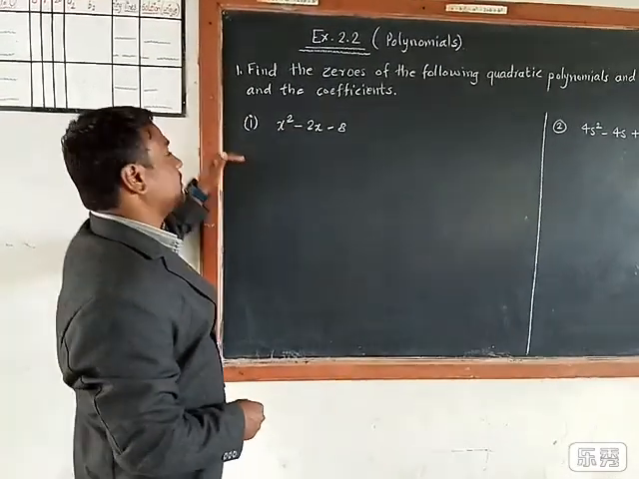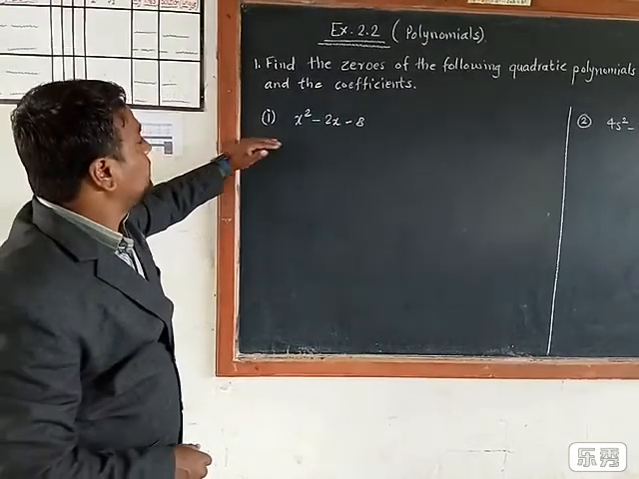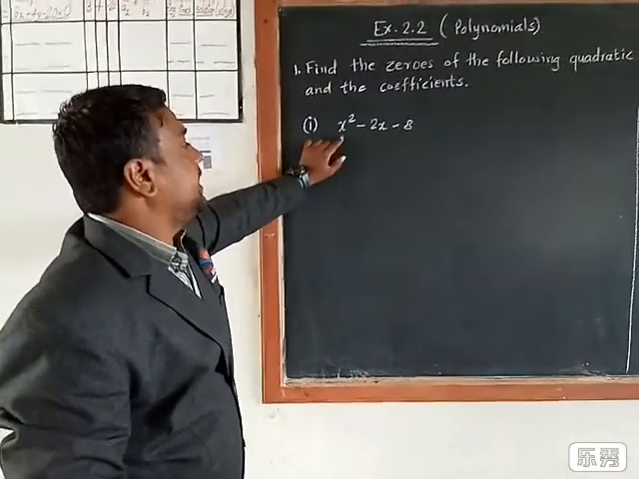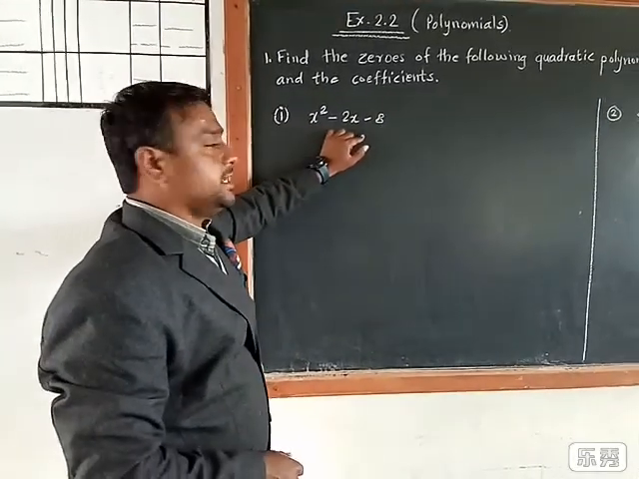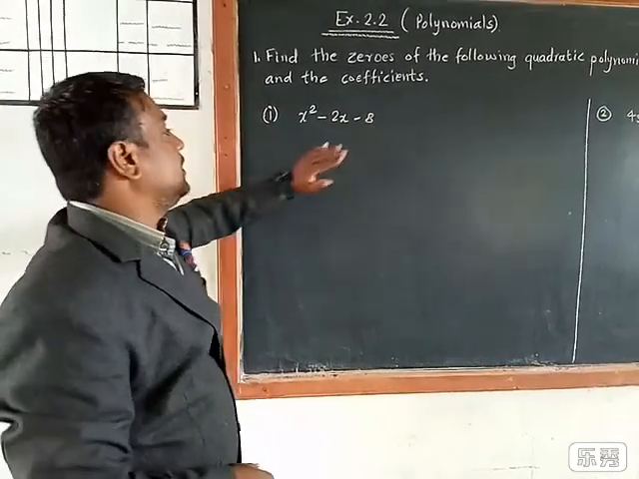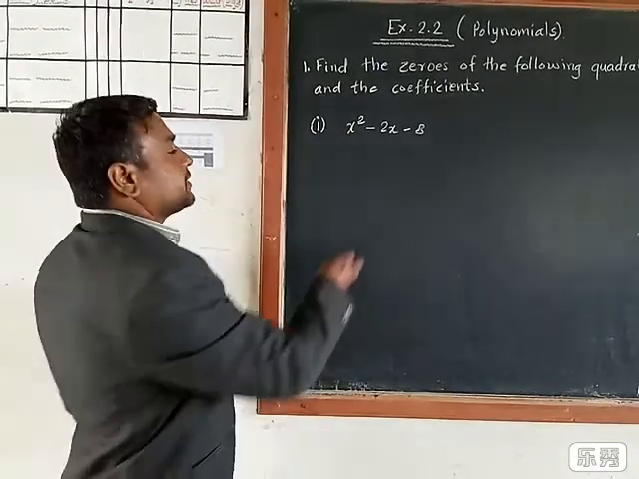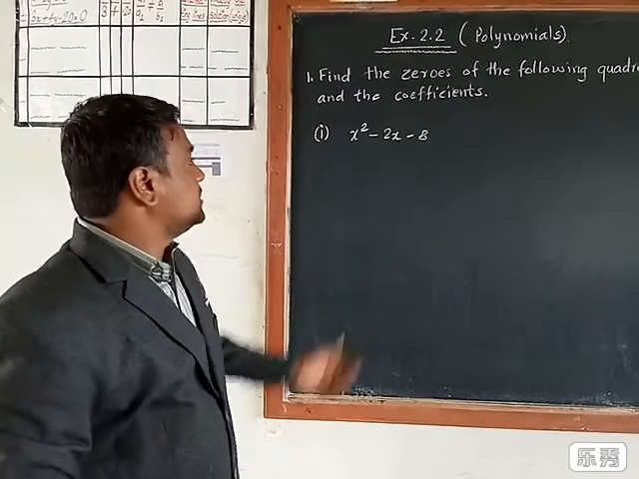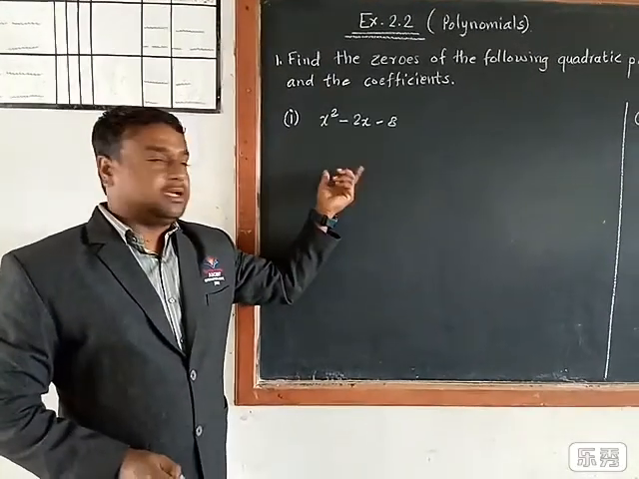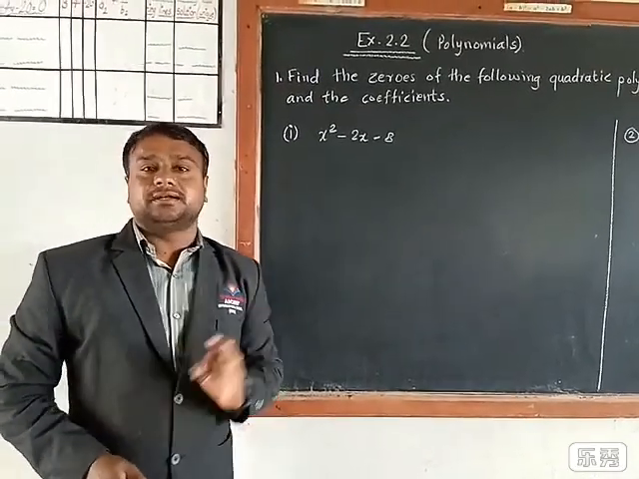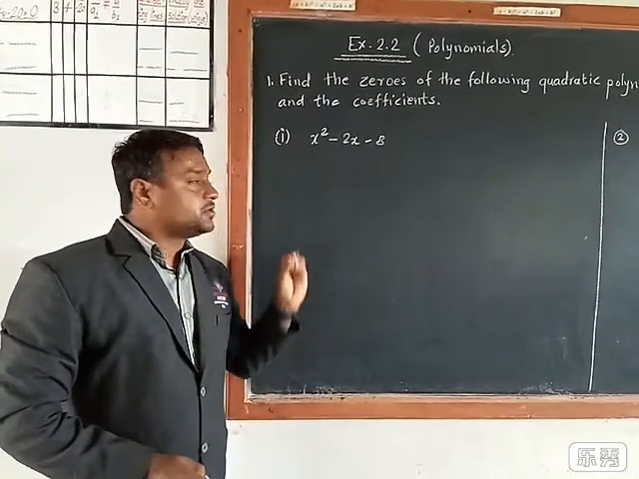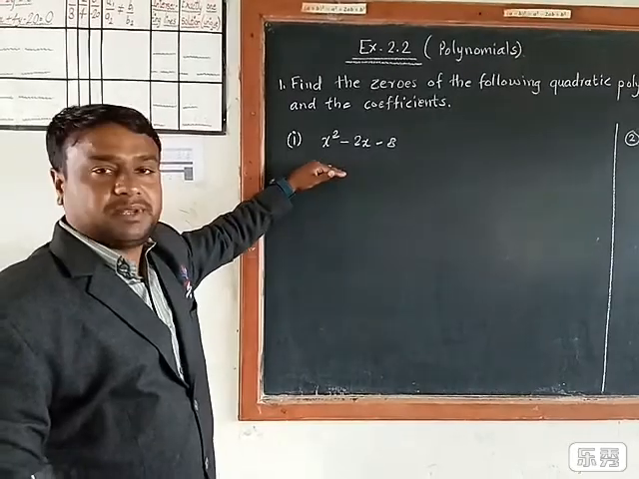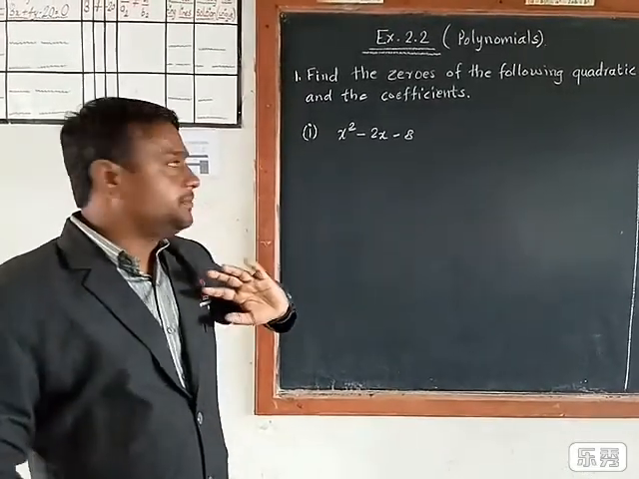So here we are going to solve our first example. Here they give the quadratic polynomial x square minus 2x minus 8. Now we are going to solve it. First we have to find the zeros of this quadratic polynomial. We already know the splitting middle term method, which we also call the factorization method. So first we are going to solve this problem using the splitting middle term method.